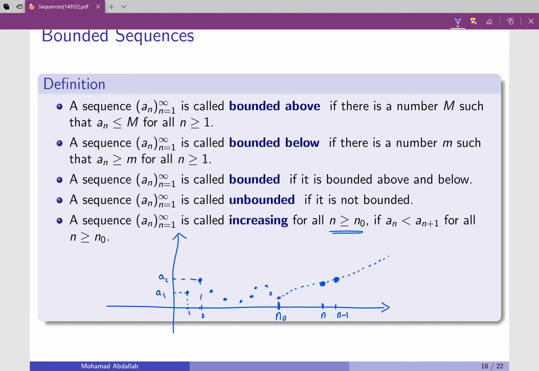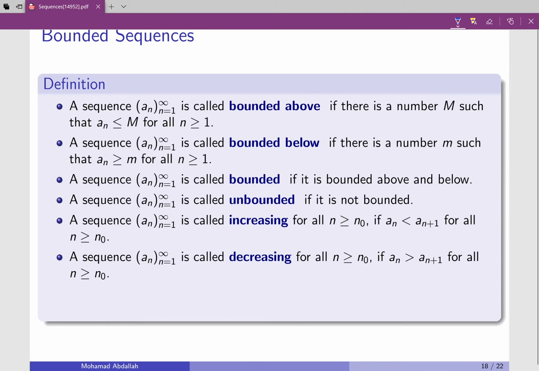When I say the sequence is increasing, similarly as I will define decreasing, it doesn't mean that it's increasing from the beginning. It could go up, down at the beginning. Maybe it's not going to have a constant behavior, but after some number n0, which could be really large, it will have one behavior, either increasing or decreasing. I call it increasing if after n0 it will keep increasing, and I call it decreasing if after some n0 it will be decreasing.